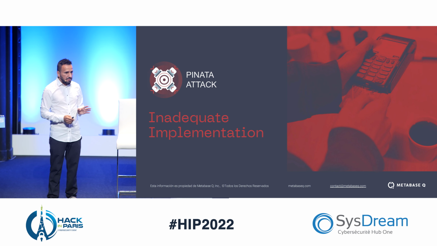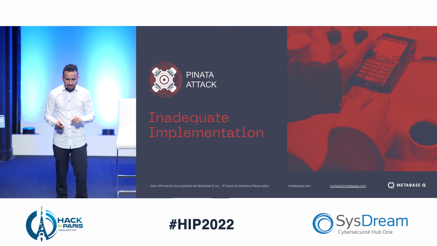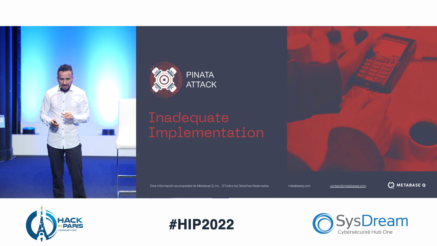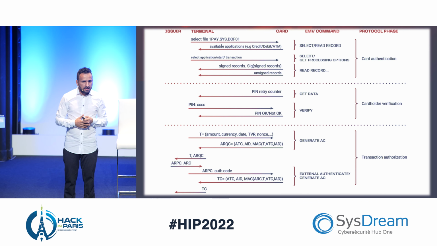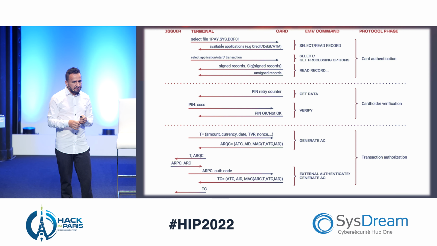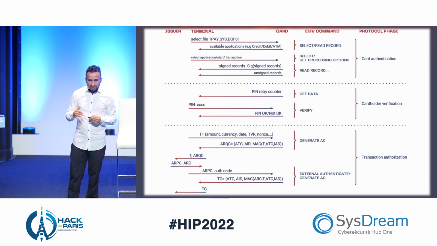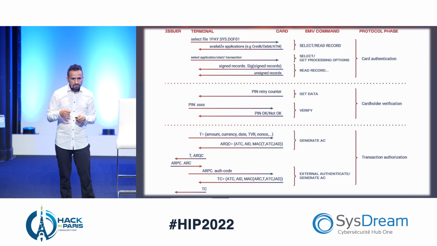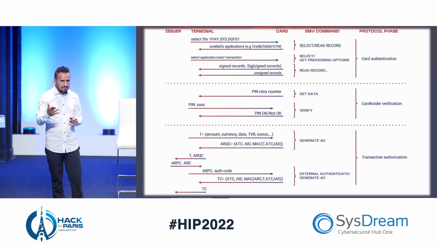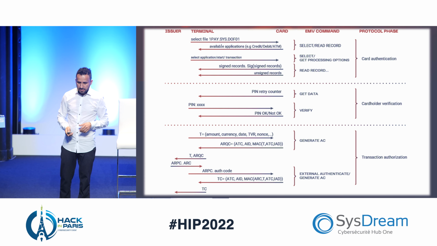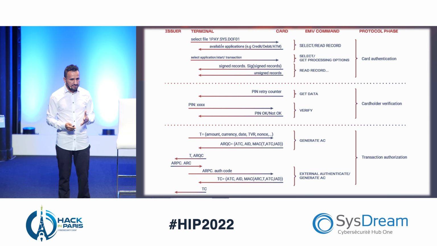Let's talk a little bit about the inadequate implementations, about exactly the Pinata attack. If you remember about these phases, we start with card identification, where the terminal starts reading the card, selecting the application, and knows exactly if it's going to be a Visa, MasterCard, American Express, or any other card. After that, it's going to be the cardholder verification to know exactly how it's going to validate or verify this transaction. And finally, it's going to be the transaction authorization, where it sends the data to the backend, and the bank is going to respond with the authorization process, which could be accepting the transaction or declining the transaction.